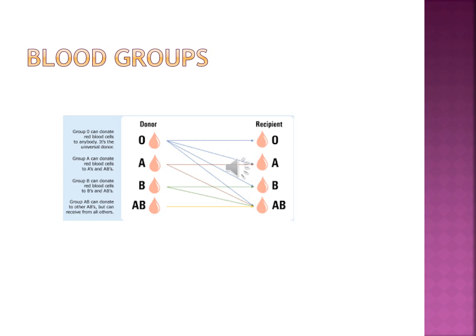So A can give blood to A and AB, B to B and AB, and O to all, and AB is a universal acceptor, so it can receive from all.